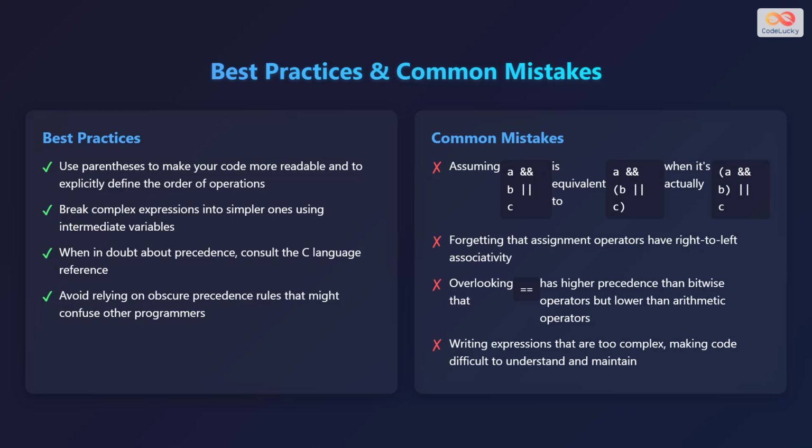Now let's look at some common mistakes. One common mistake is assuming that A and B or C is equivalent to A and (B or C) when it is actually (A and B) or C. Another mistake is forgetting that assignment operators have right-to-left associativity. Another one is overlooking that equals equals has higher precedence than bitwise operators but lower than arithmetic operators. And lastly, writing expressions that are overly complex can make code difficult to understand and maintain.